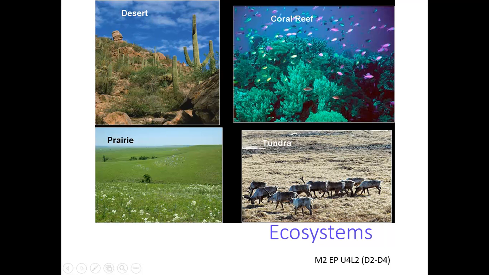They were starting a new unit on ecosystems. It happens to be Unit D in your book. When you look at this picture, you see different ecosystems: desert, coral reef, a prairie with a lot of grass, and a tundra. Very cold, very dry. Not a lot of grass.